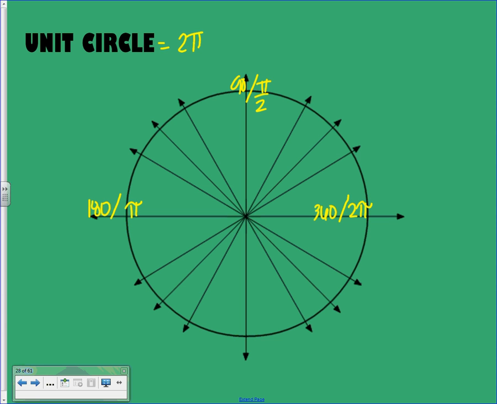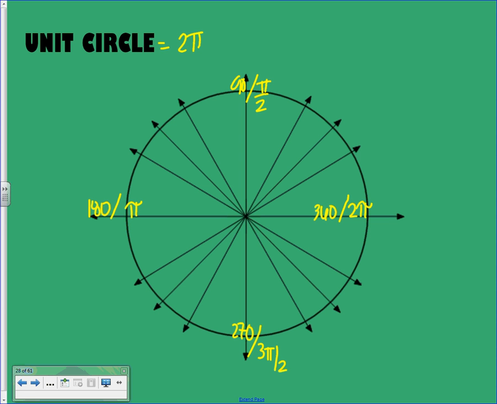Now if I think about 270 degrees, if the whole thing is 2 pi, 90 degrees is half, 180 is 1, this would be 1 1/2, which would be the same thing as 3/2. So we're going to call 270 3 pi over 2.